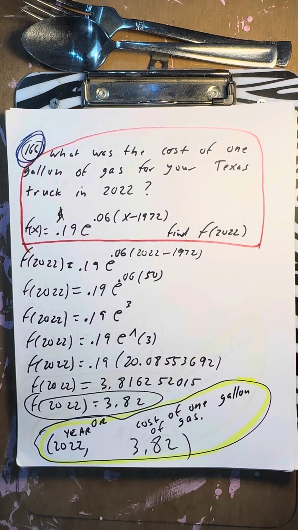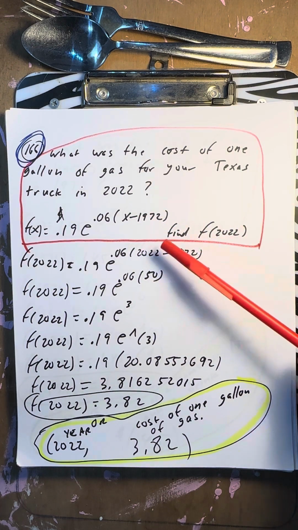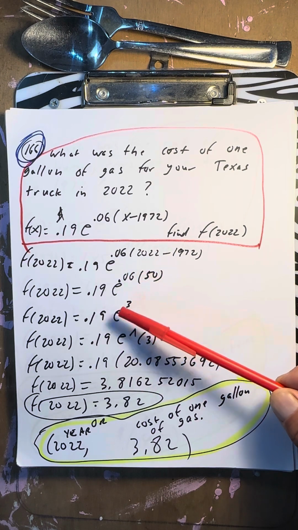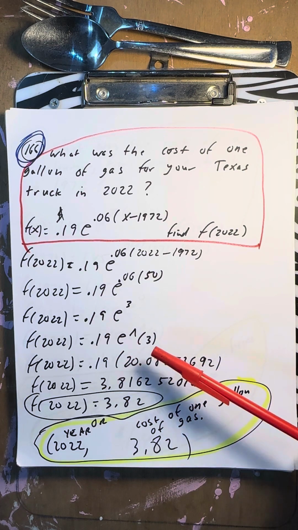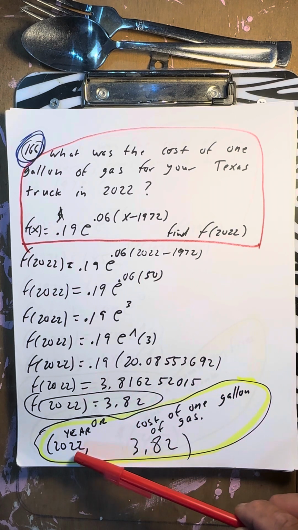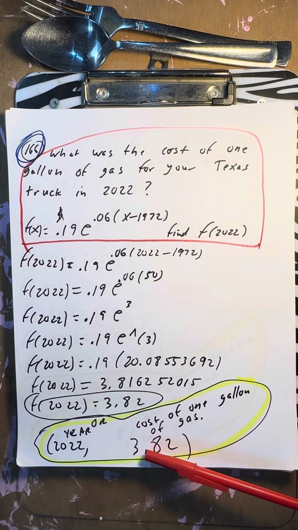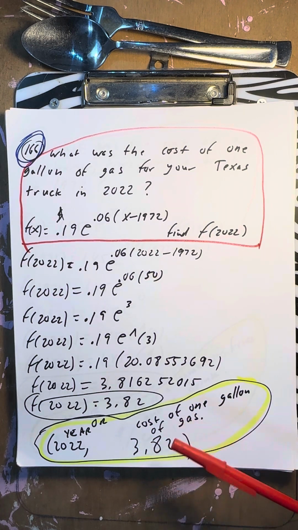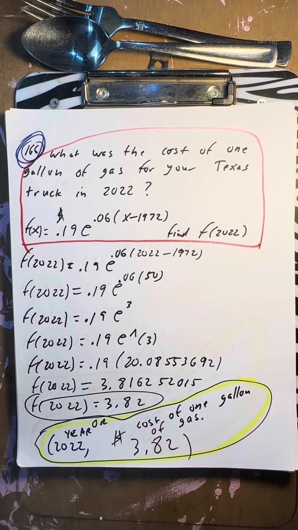What was the cost of 1 gallon of gas for your Texas truck in 2022? All right, let's put it in there. Put 2022, f of 2022 right here. So that's going to be 50. And that times that's going to be 3. E to the power of 3 on your calculator is going to give you this number here, times the 0.19. So now it's 3.81. All these numbers, I'm going to round it to 3.82. So in the year 2022, you need to get some gas for your truck. It's going to cost you, in 2022 anyway, $3.82 for 1 gallon of gas. So how much is it now? $3.82, 1 gallon.